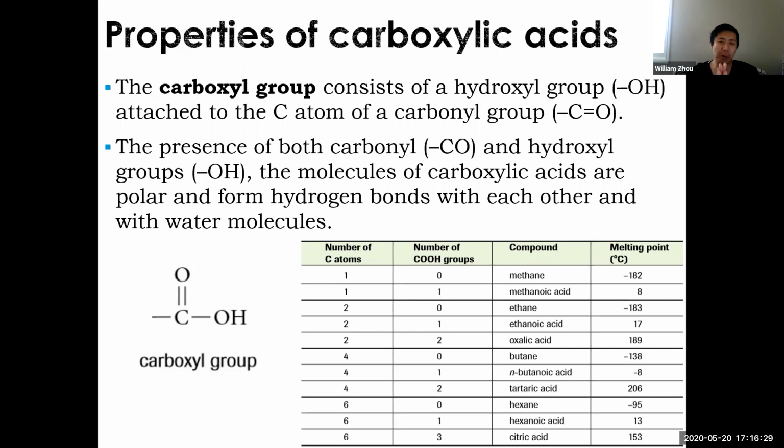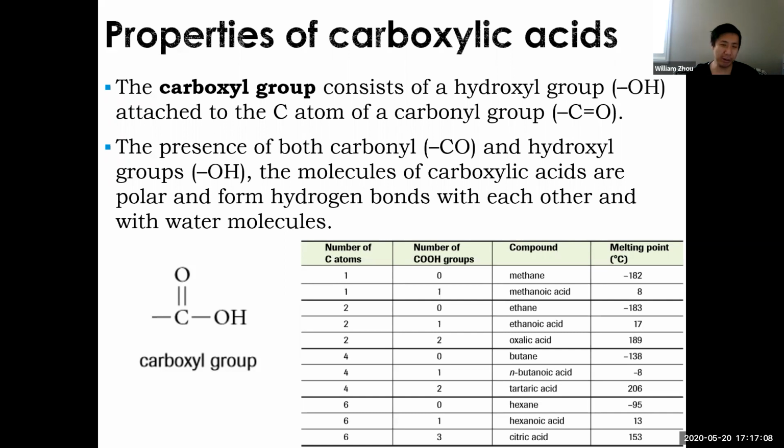The presence of both the carbon double bond O, the carbonyl, and the hydroxyl, they both contribute to the property. The C double bond O is a polar bond, so this makes a molecule polar. The OH group is also polar, and not only is it polar, it can make hydrogen bonds. So this molecule is very, very polar. It has a polar carbonyl as well as a hydrogen bonding OH group, meaning that it has very strong intermolecular interactions. As a result, it has relatively high boiling and melting points.